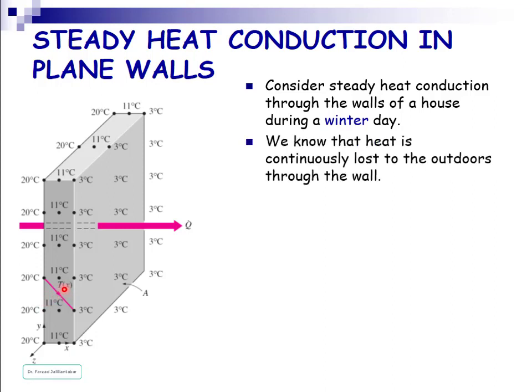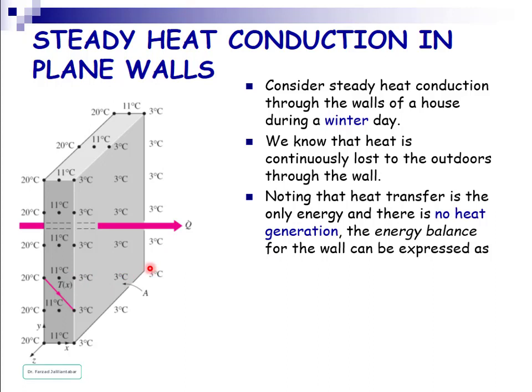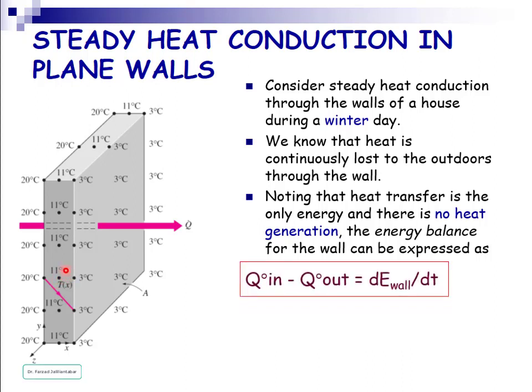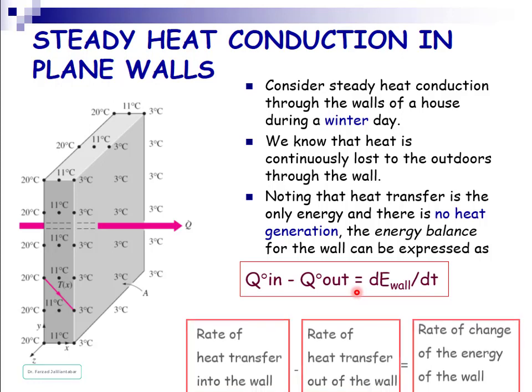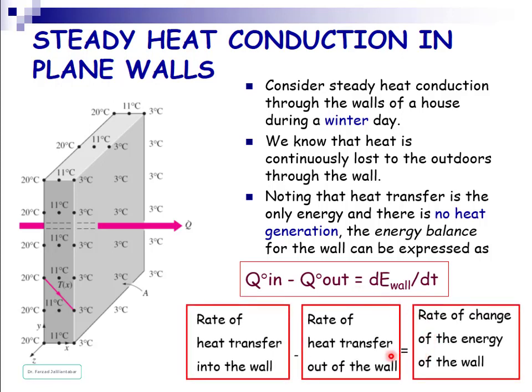By this assumption, we can write the heat balance for the wall of the house. And also you should know that we don't have any heat generation in the wall. So we can write this equation for the heat balance of the wall. The rate of heat transfer to the wall in this direction minus the rate of heat transfer which goes out of the wall will be equal to the change in thermal energy of the wall.